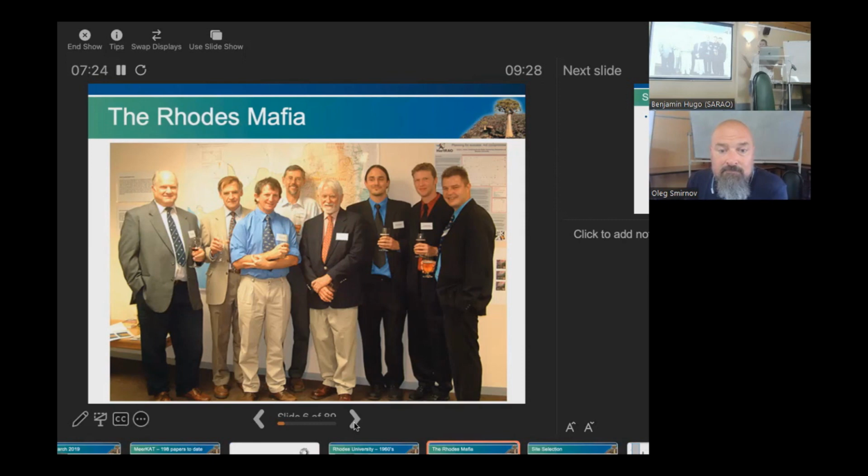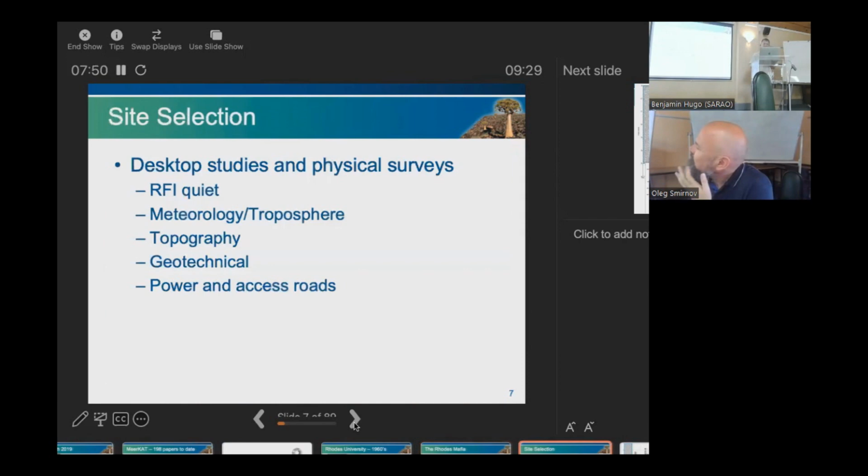And all of the people here have a Rhodes association. The most dubious one is George Nicholson in the middle. He did his degree at Wits, but he got an honorary degree from Rhodes for his work in pioneering radio astronomy at Hartebeesthoek. But everybody else there is a Rhodes product. Adrian Tiplady there is still very much involved with us, but a whole bunch of other people contributed a lot to what we were doing.